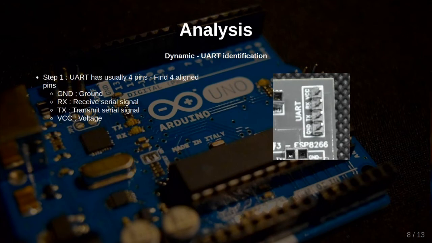UART identification. Step 1. In the following slides, you will learn how to identify UART pins, like VCC, ground, TX and RX. I know that on a DVID board these ports are labeled, but in the real world they are usually free of labels. Step 1 is to identify the UART port. UART usually has 4 pins, so on the board you should find 4 aligned pins. As we saw in the first module, GND is for ground, VCC for voltage, RX to receive signal, and TX to transmit signal.